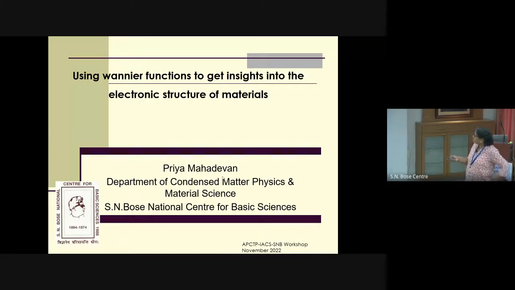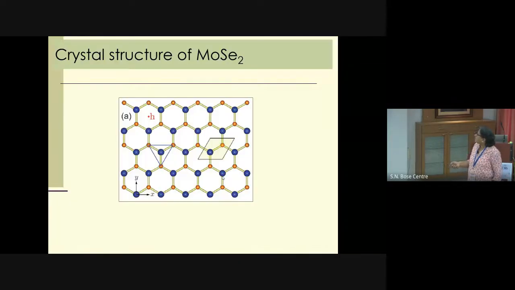This is related to some of the recent work which we've been doing, trying to use eigenfunctions to get insights into the electronic structure of materials. I'll be focusing on a class of materials, the transition metal dichalcogenides, and I'll just briefly introduce these materials.